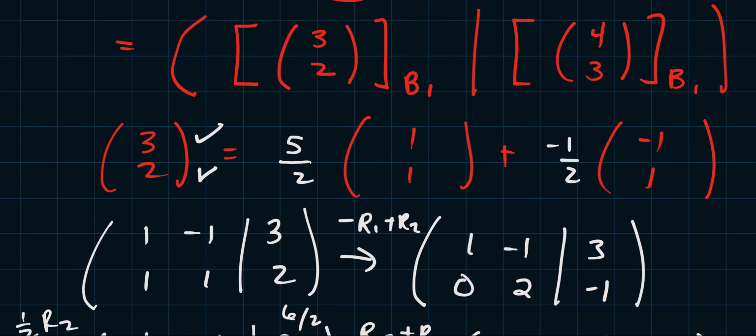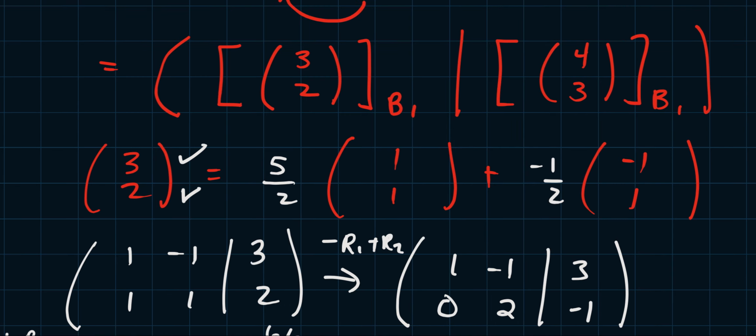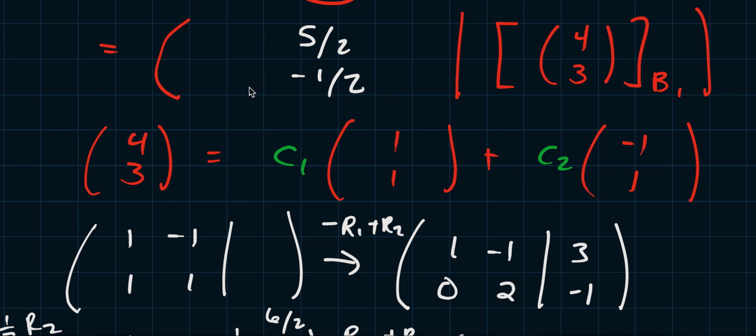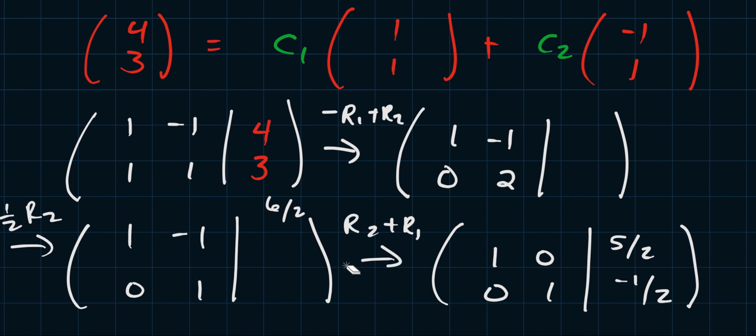Now let's write the vector. I'm going to erase this now and put what the answer is, which is 5 over 2, negative 1/2. Now let's write this vector, C1, C2 here, and a 4, 3 here. Let's write this vector in terms of these. So the only thing that's going to change is we're going to put a 4, 3 here. We're going to do the same operations. So let's just erase this column.